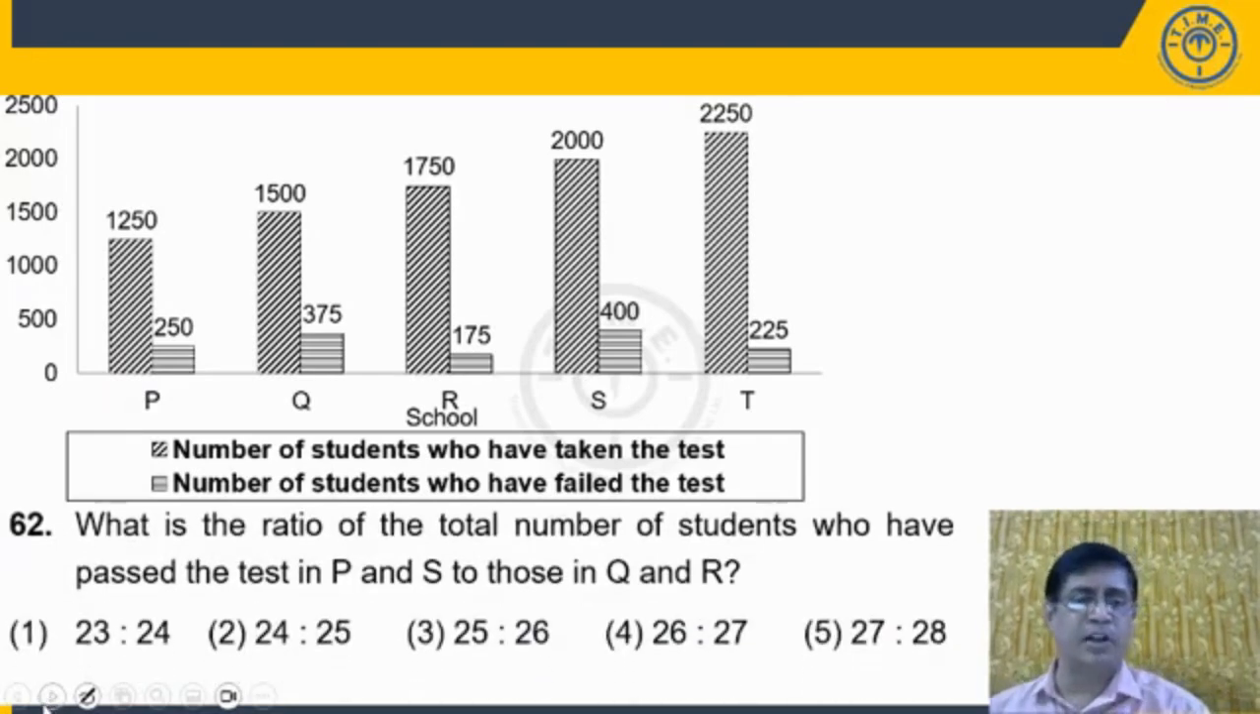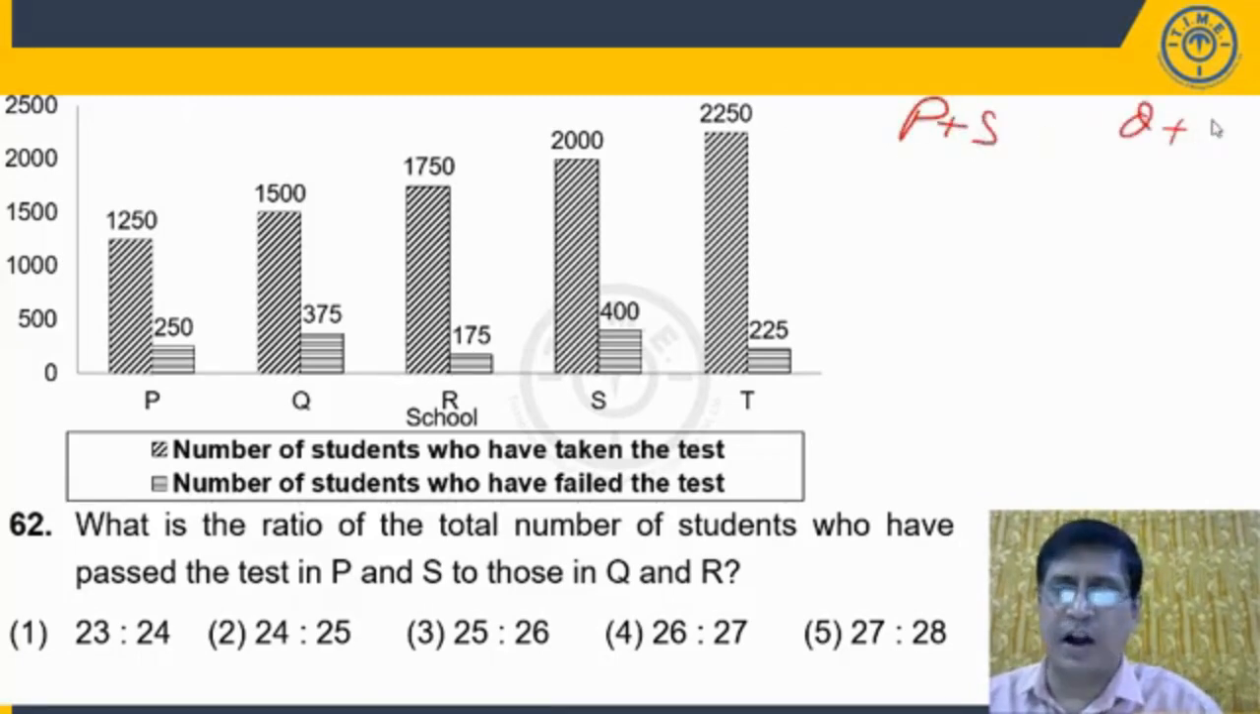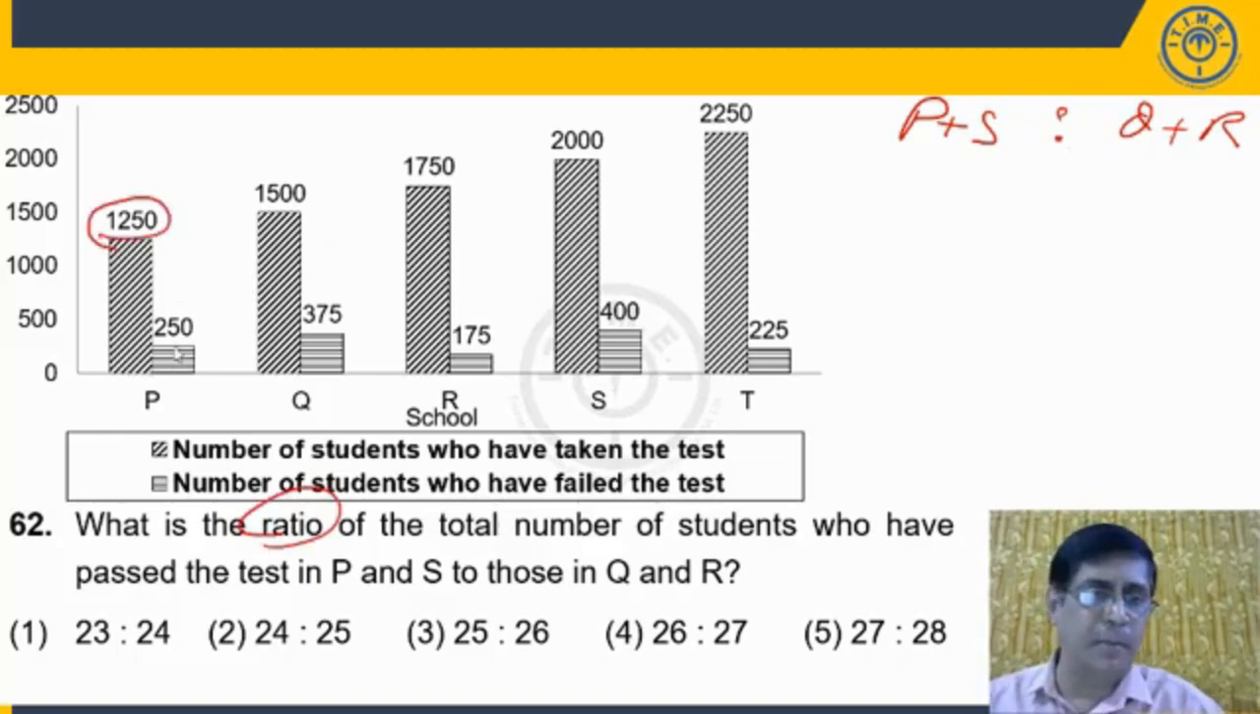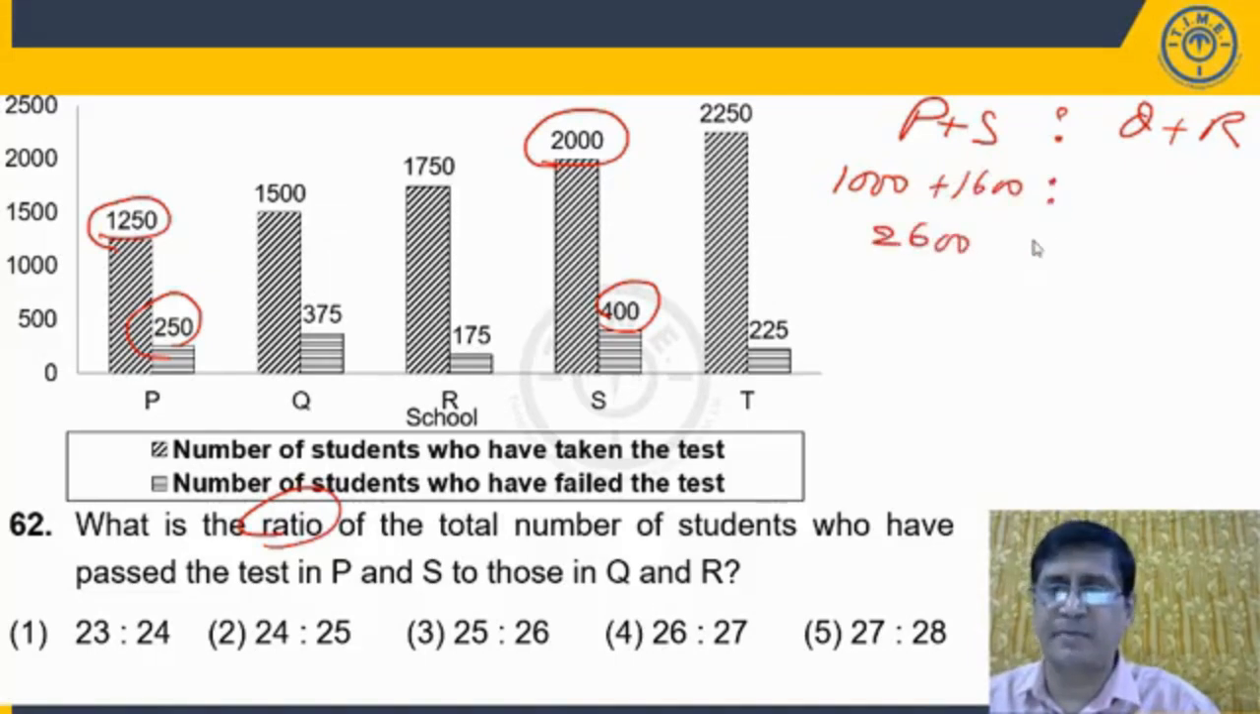Look at the first example on your screen. What is the ratio of the total number of students who have passed in the test P and S to those Q and R? What we need to find is a ratio. So what is P? 1250 minus 250, that is 1000. Am I right? Then what is the value of S? 2000 minus 400, it is 1600. The sum of these two is 2600.